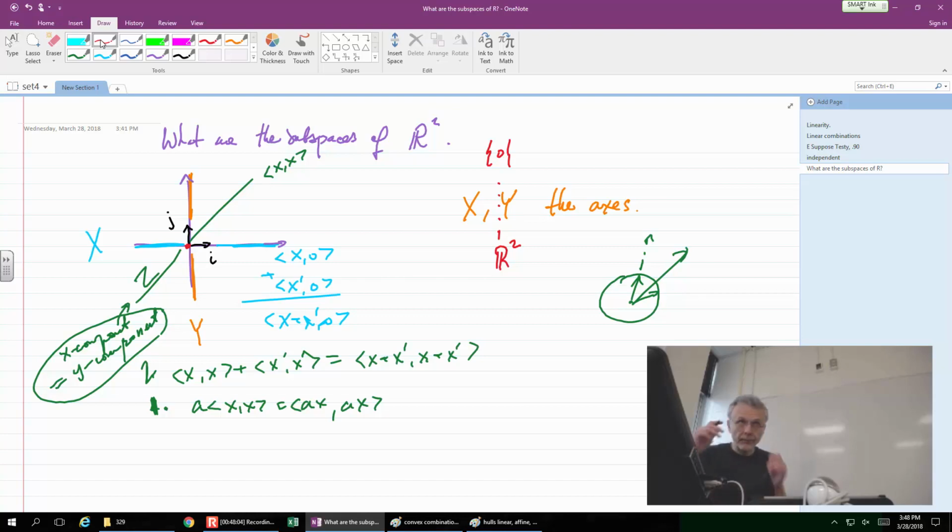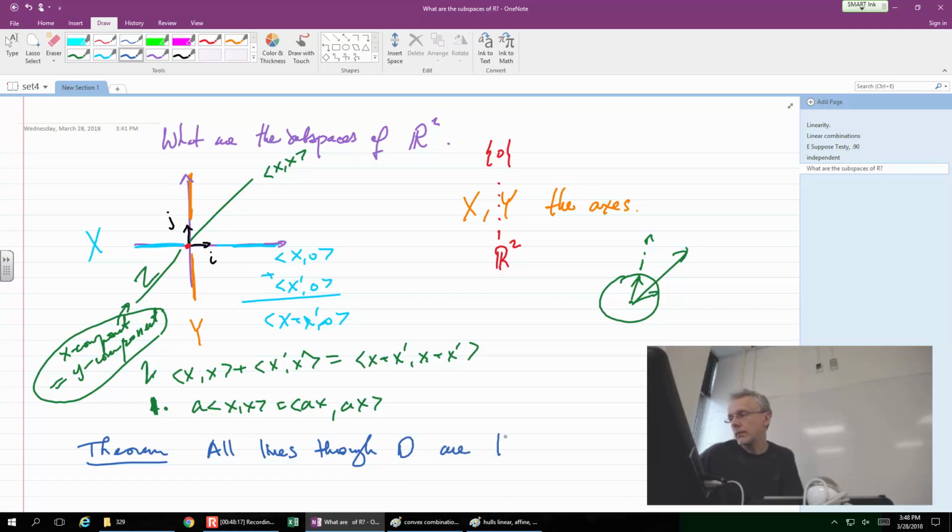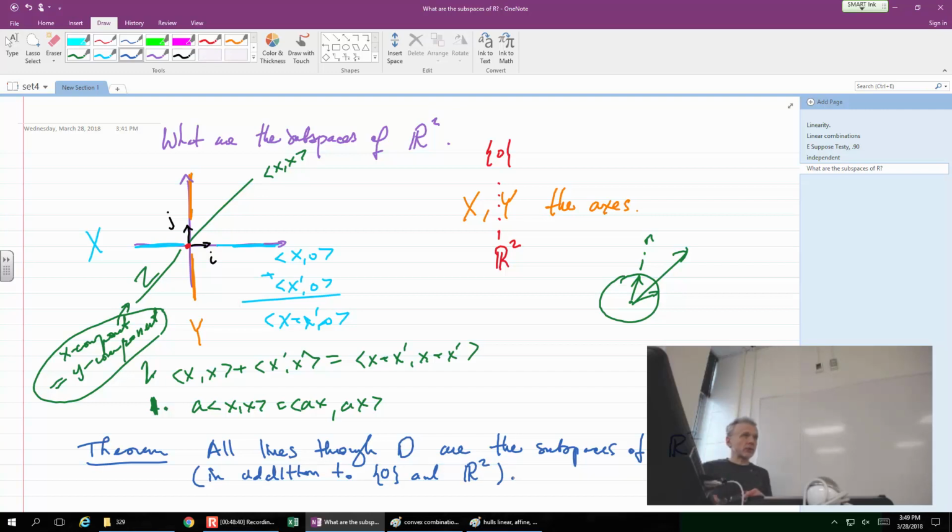Well, the answer is every line through 0. So you can put it in the form of a theorem. All lines through 0 are the subspaces of R2, in addition to zero and R2 itself. There is no other two-dimensional space to squeeze into the two-dimensional space, for example. But every line will work.